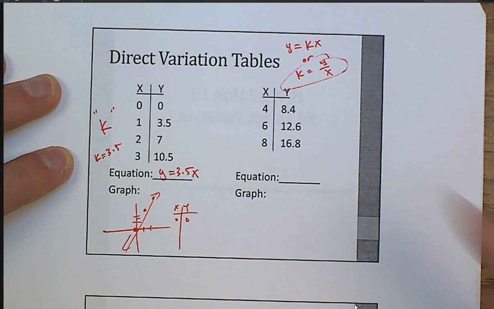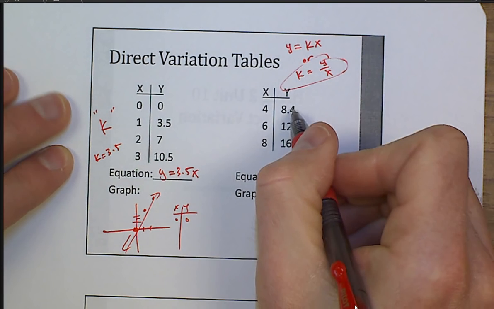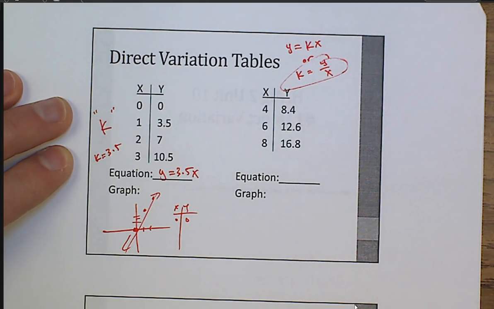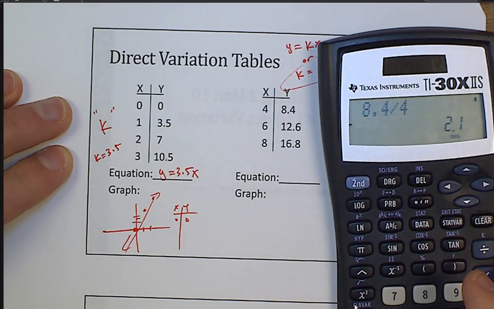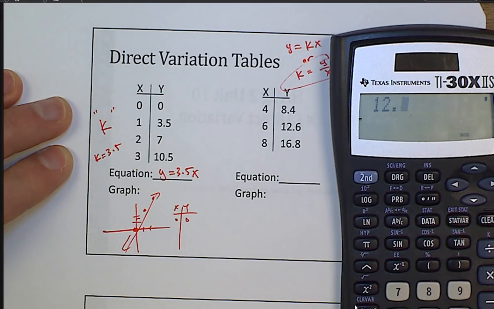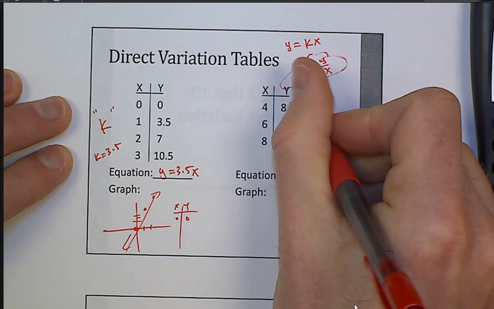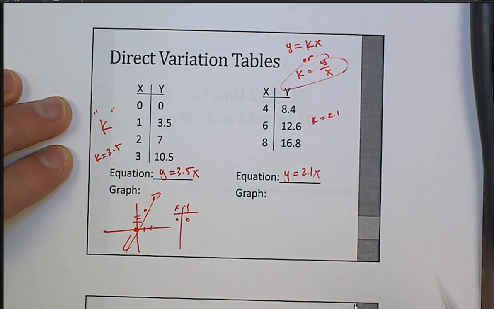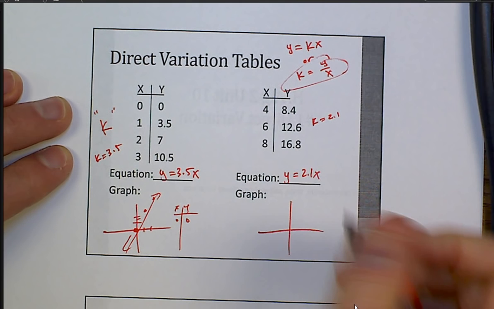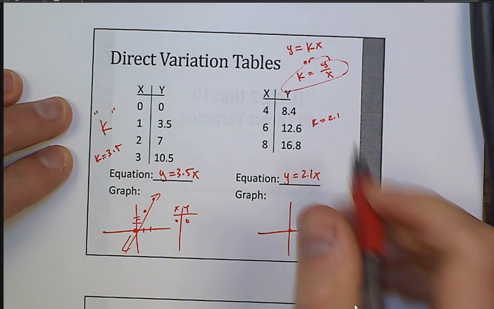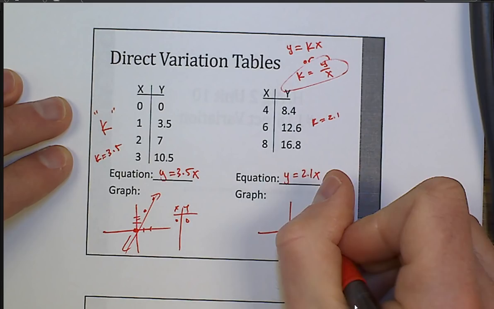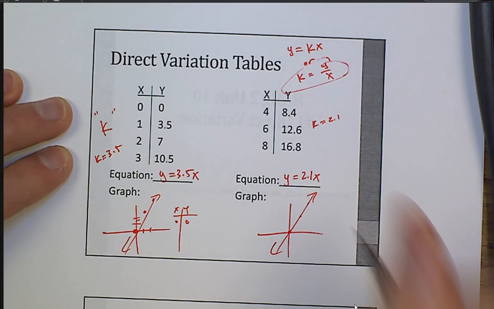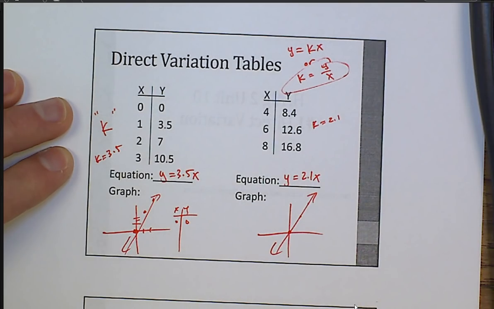Second one here, again, we would take 8.4 and divide it by 4. Got 2.1. Maybe just try the next one just to double check. Divided by 6, 2.1. So our k value is 2.1. So our equation is y equals 2.1 times x. Again, if you were to graph this, you can graph 0, 0, and then 4 and 8.4. I'm just estimating for the sake of time. You know how to graph already. You're going to have a graph that looks something like that.